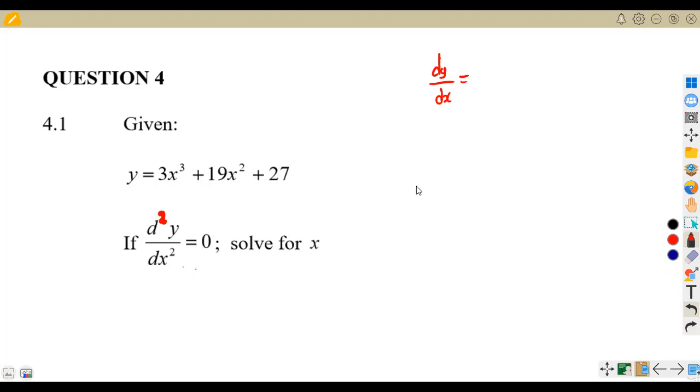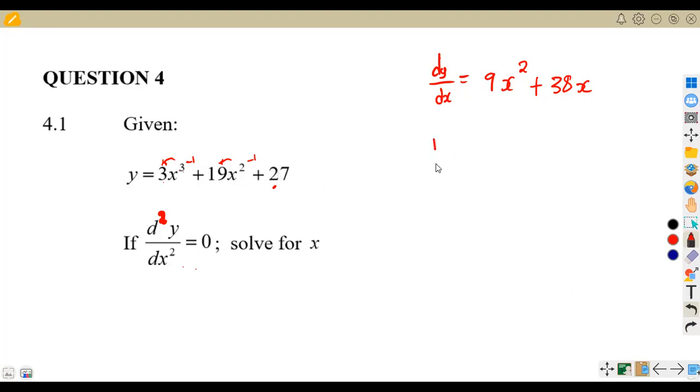Remember the derivative: you drop the exponent, which means you multiply 3 times 3, which is 9x to the exponent of, we subtract 1, so 3 minus 1, that is 2. On 19x squared, we do the same: we multiply 2 times 19, which is 38, and we subtract 1, so 2 minus 1 is 1, so it is going to be x. 27 is a constant, and the derivative of a constant is 0. So that's our dy/dx.